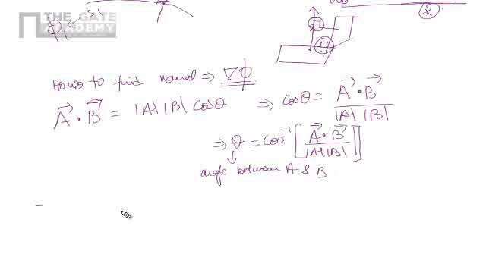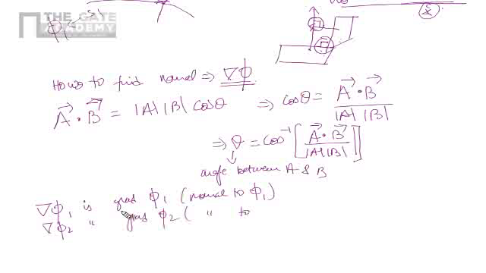Del phi 1 is gradient of phi 1, that is normal to phi 1. Del phi 2 is gradient of phi 2, that is normal to phi 2. Now the angle between normals is nothing but the angle between surfaces. So ultimately we are finding the angle between del phi 1 and del phi 2. Let theta be the angle between phi 1 and phi 2.